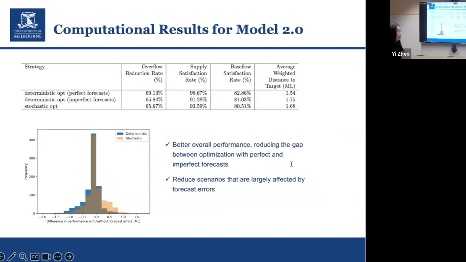And here are our computational results for our stochastic model. So we can see from the table here, our stochastic optimization managed to perform better than the deterministic optimization with imperfect forecast, orally. And also it performs better in the supply satisfaction rates. And when we test the strategy on different 7-day periods, we can see that the stochastic optimization managed to significantly reduce the number of scenarios that are largely affected by forecast error.